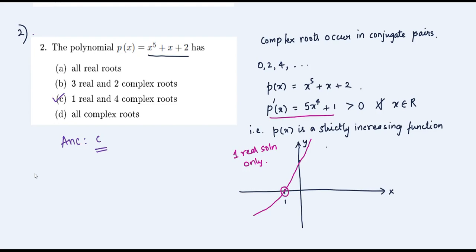So what logic did we use here? We just used that a polynomial of degree n will have n roots, some real, some complex. Complex roots always have to occur in conjugate pairs. And when we differentiated, we found the function to be strictly increasing, which means if it cuts the x-axis, it will cut the x-axis only at one point. Therefore, it will have only one real solution. The remaining 4 will be complex roots. We will not be able to trace them on the real plane.